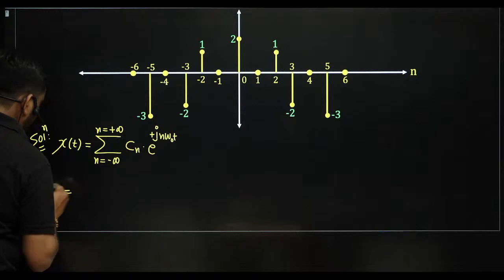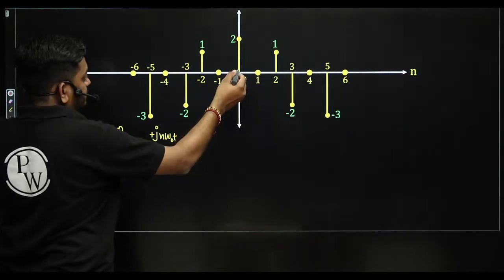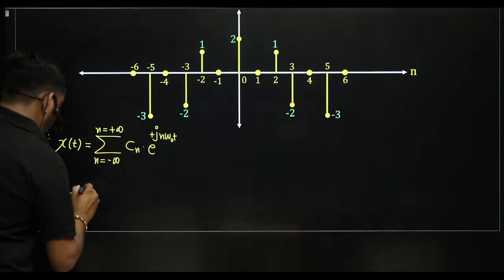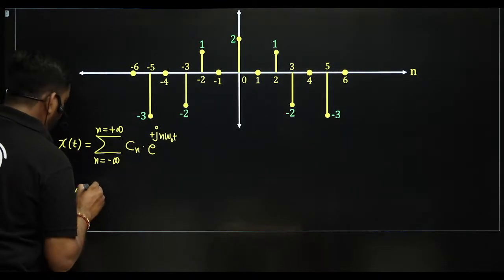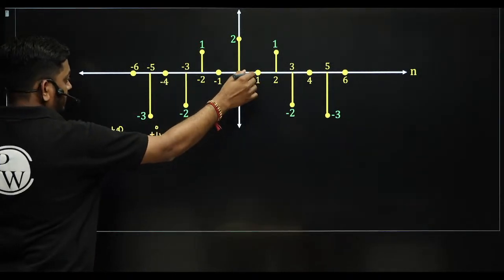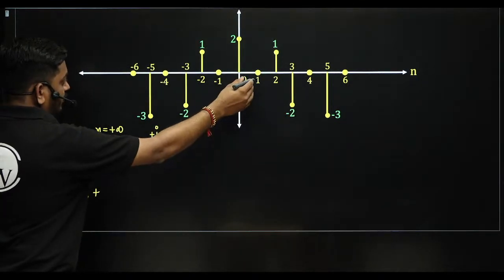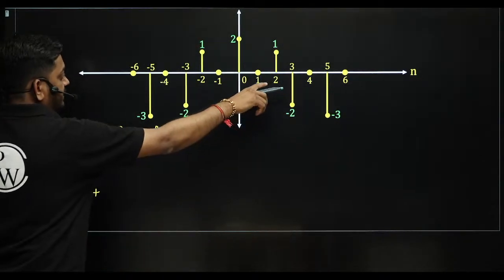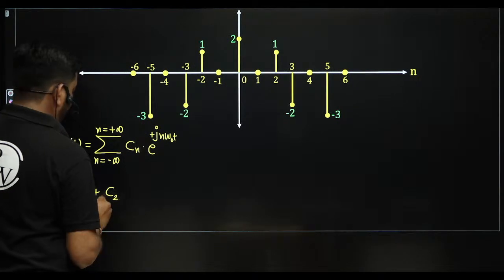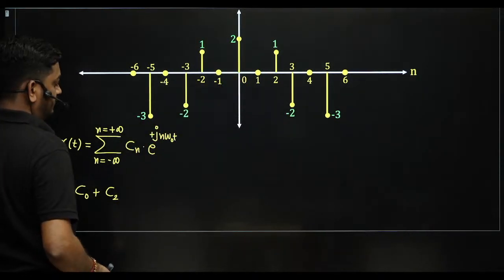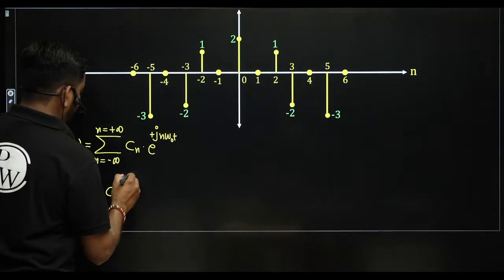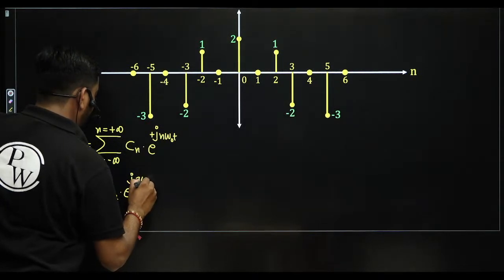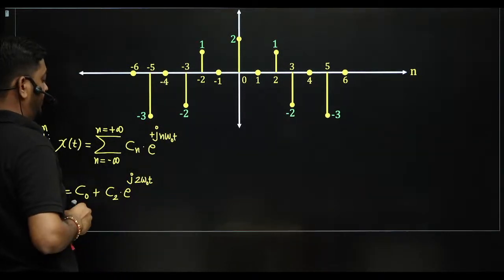x of t is equal to, first I am writing the origin, guys, n equal to 0. If you put n equal to 0, e power 0 is 1, and this is c0, so it is c0, correct. Plus n equal to 1: if you put n equal to 1, what is the value of c1? The value of c1 is 0, so the corresponding term is also 0. Now n equal to 2, guys, it is c2. I am not writing c1 because the c1 value is 0. So c2 e to the power j n omega 0 t. What is the value of n here? n is equal to 2, so it is 2 omega 0 t, guys.